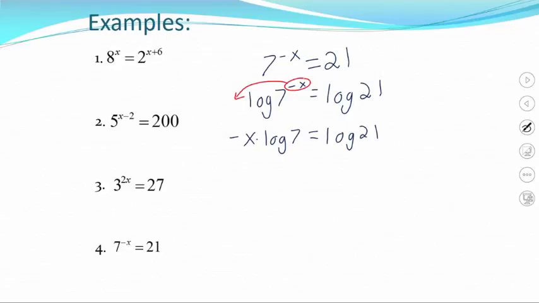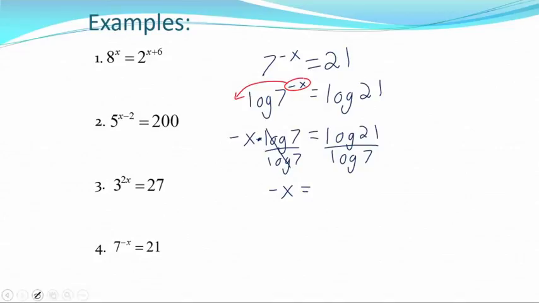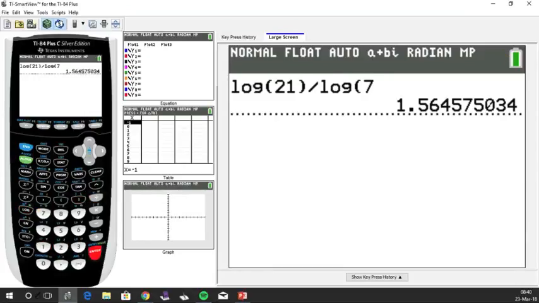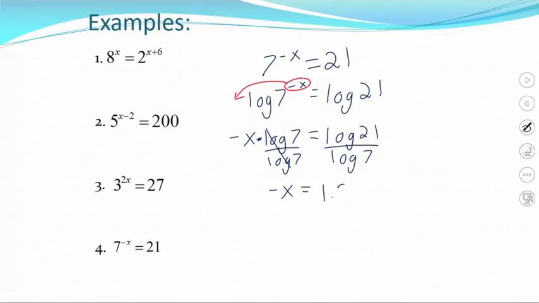Now, I want to try and get this x by itself. Notice I'm multiplying the log of 7 to this negative x. So I'll go ahead and divide by log of 7, because dividing is the opposite of multiplying. So we'll get negative x equal to log 21 divided by log 7. Let's use a calculator. Log 21, parenthesis, divided by log 7. Should be a decimal, yeah, 1.56. So we'll just round it to that, 1.56.